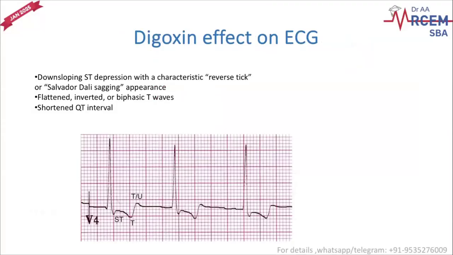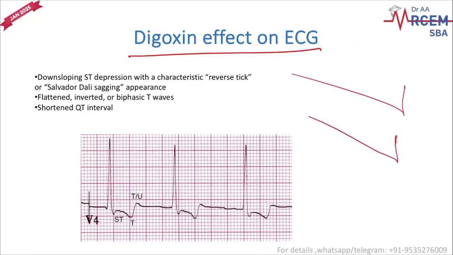What is the digoxin effect on the ECG? A simple thing to remember: whenever there is a digoxin effect on the ECG, it is an inverted tick mark. So anyone who is taking digoxin, a completely stable patient on digoxin, might be for any reason, for example, for heart failure. If you get an ECG done, you see a reverse tick mark. This is a normal tick mark. This is a reverse tick mark that you're having.